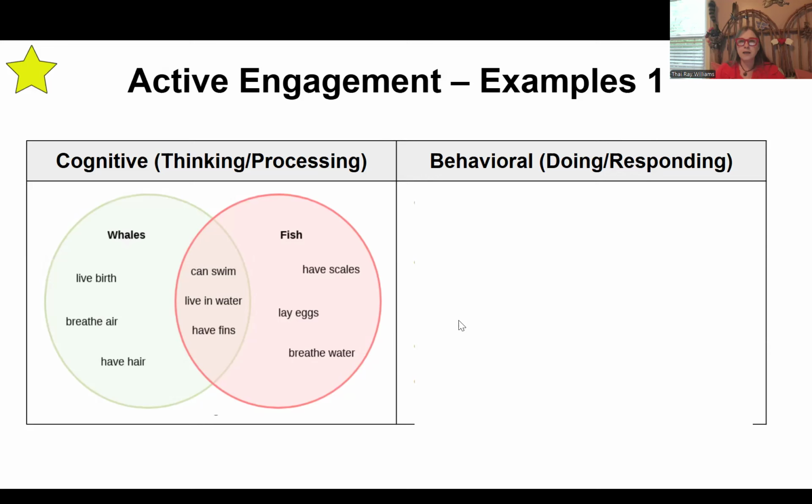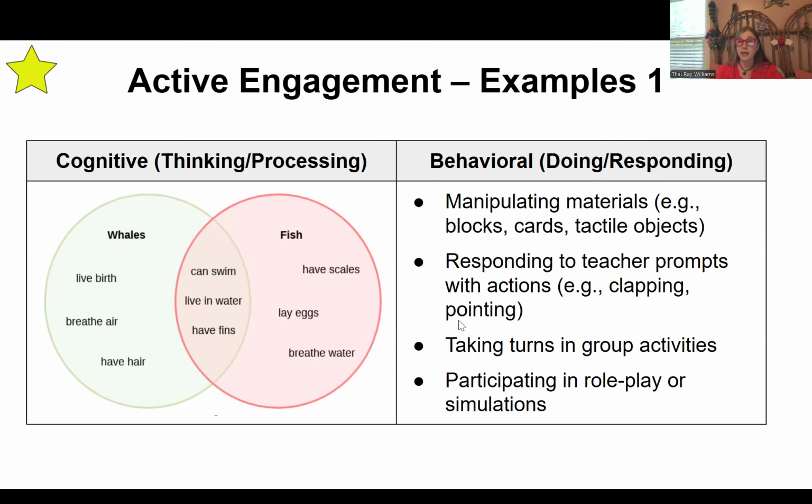All right. Another type of active engagement is behavioral engagement. And that's when students are doing something or they're responding. So they could be doing things like manipulating materials. You might be talking about how much weight a structure could bear, and they're using blocks to do that, or they're responding with response cards. With the blocks, you would be building a structure and then putting weight on it. They could be responding to teachers' prompts with different actions. Maybe you have them clapping, maybe you have them pointing. They could be taking turns in group activities or participating in role plays or simulations.